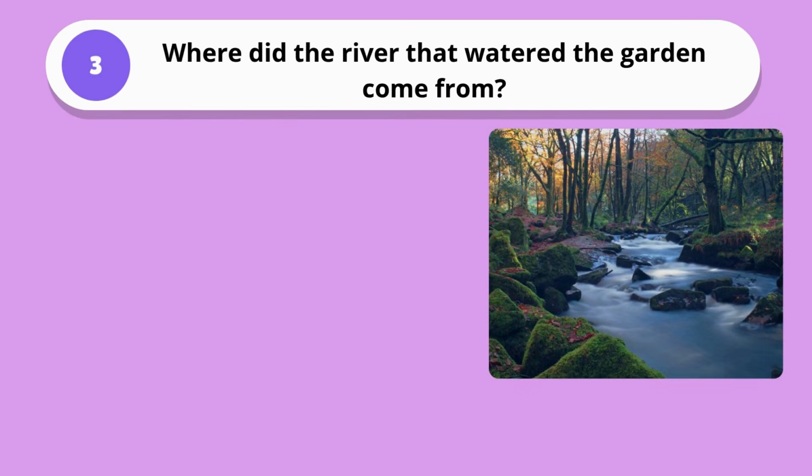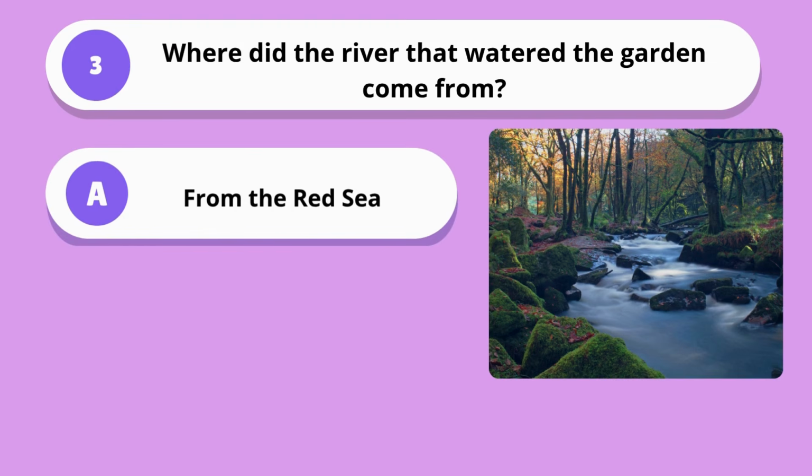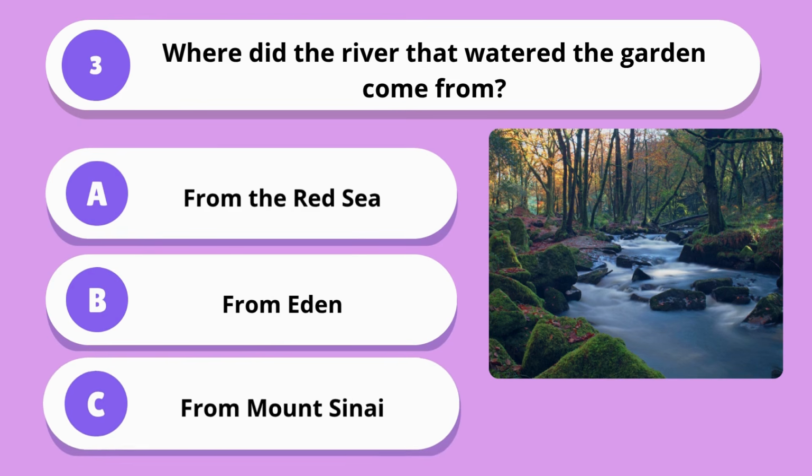Question 3. Where did the river that watered the garden come from? A. From the Red Sea. B. From Eden. C. From Mount Sinai.